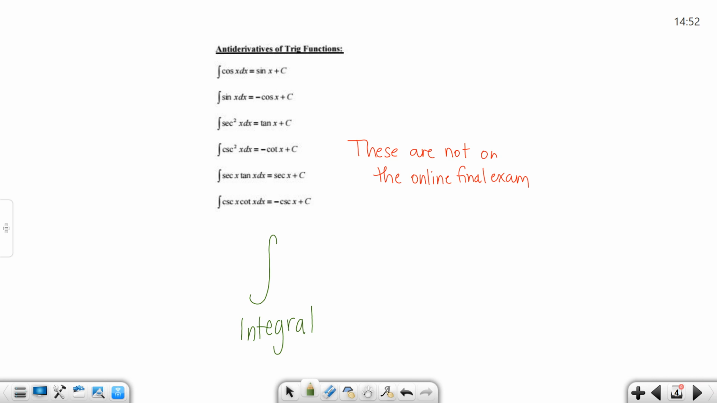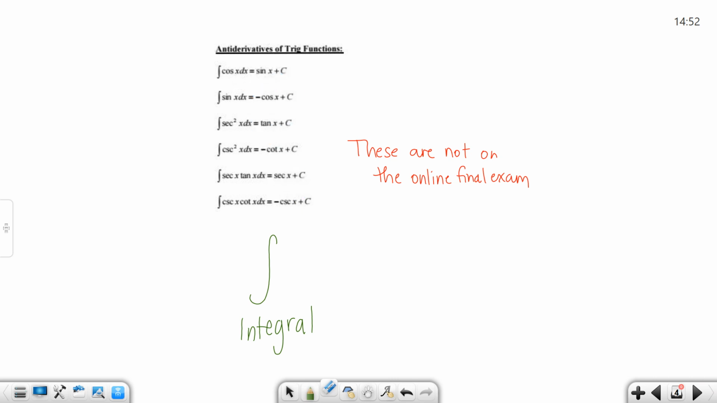Now, while we're on this slide, there's one more thing I wanted to show you. What you notice is, on the left side, of course, you see cosine, sine, secant squared. But on the right side, you see your basic trig functions. So you see sine, cosine, tangent, cotangent, secant, cosecant. So that's the other reason why these are the only ones listed. These are the antiderivatives of your basic trig functions, sine, cosine, tangent, cotangent. These are the only trig functions that you will be asked in this course.